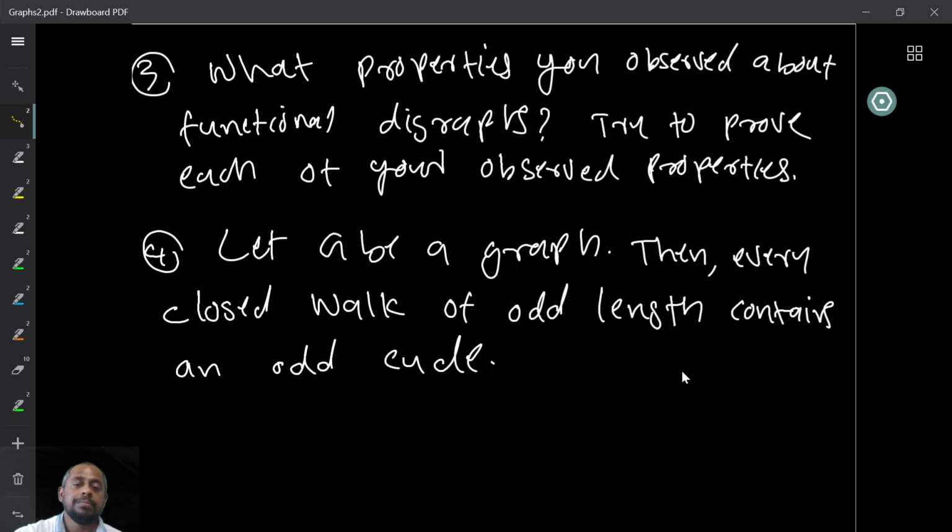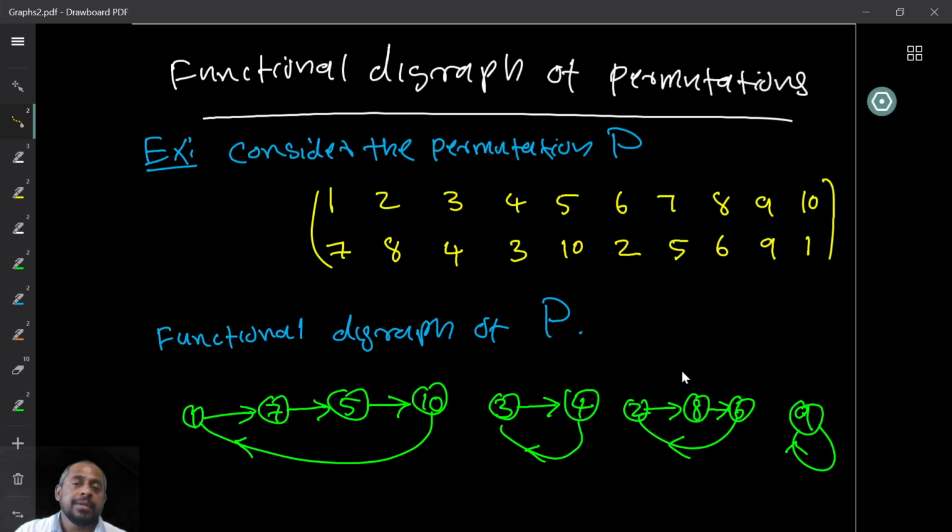Now, back to the functional digraph. If you look at the functional digraph of a permutation, because a permutation is a function from a set to itself, which is also a bijection, right? So now consider the permutation P. Here is an example given: 1 is going to 7, 2 is going to 8, 3 goes to 4, 4 goes to 3, etc. Once you have this permutation P, let us draw the functional digraph of P.